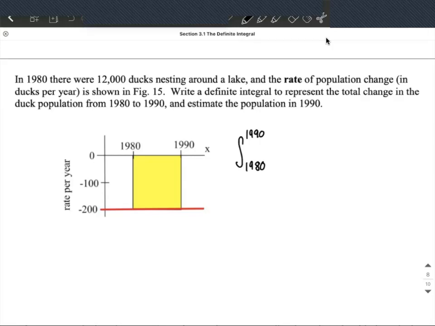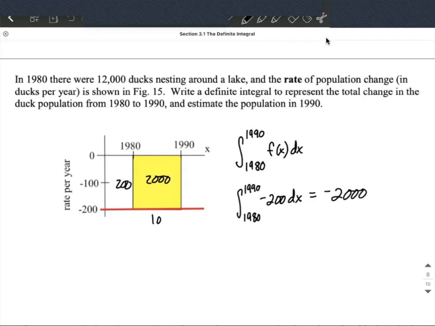All right, so we don't really have a name for our function here. I'm just going to call it f of x. You could also equivalently have said that's 1980 to 1990. We can say that's -200 because it's a constant function. dx means the same thing. To calculate that area, it's going to be 10 across, 200 on the side, so it's going to be 2,000 total for our area. So this equals -2,000, because that was below the x-axis, meaning that it's going to be negative.